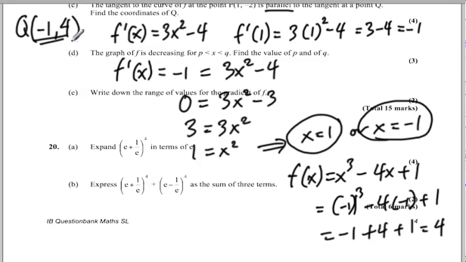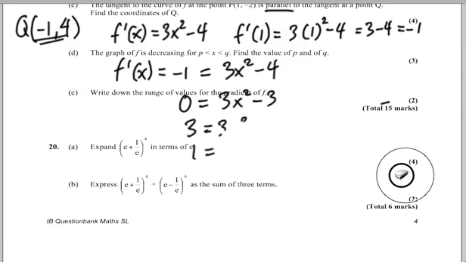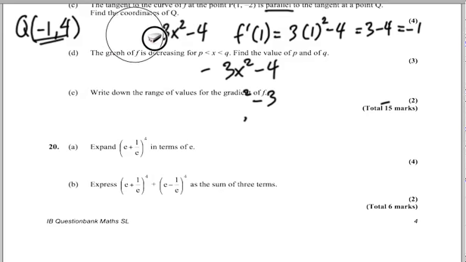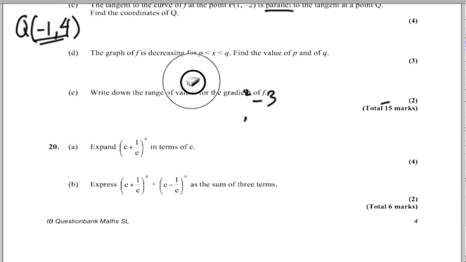So we have Q. Again, I'm just going to erase this, because I need room to do the rest of the questions. Okay, so that's Q. All right, so we got C, let's do D.